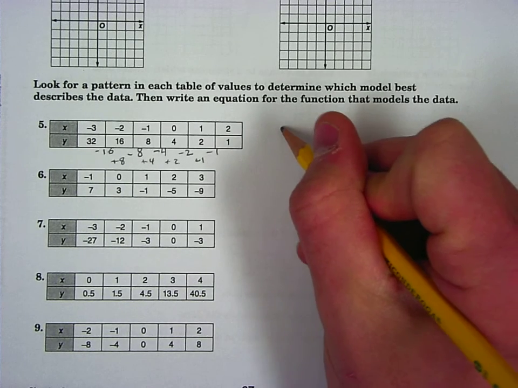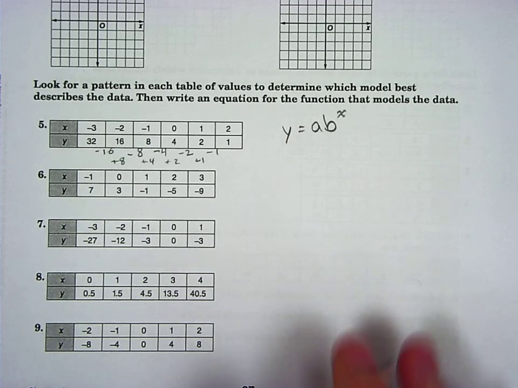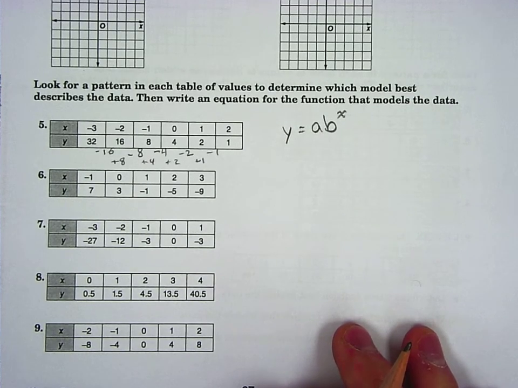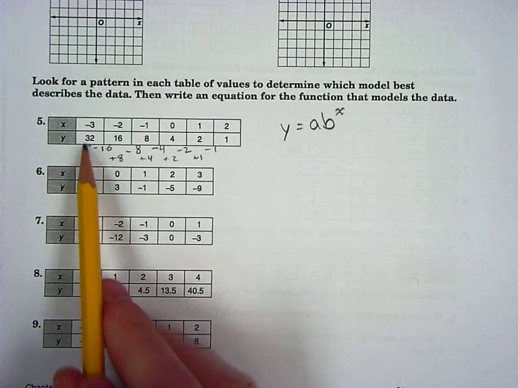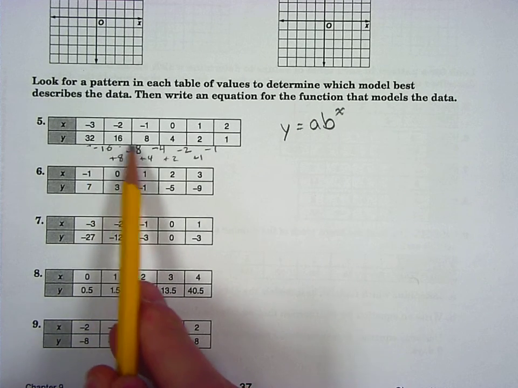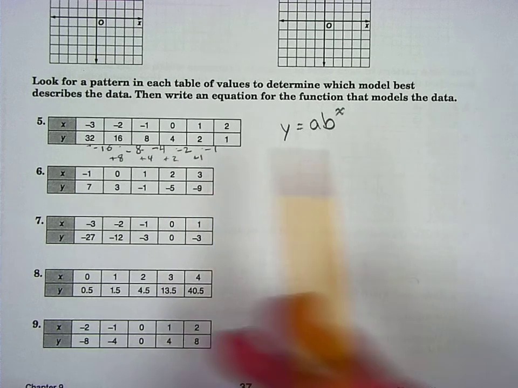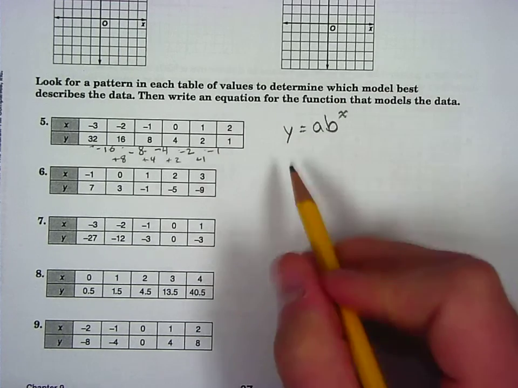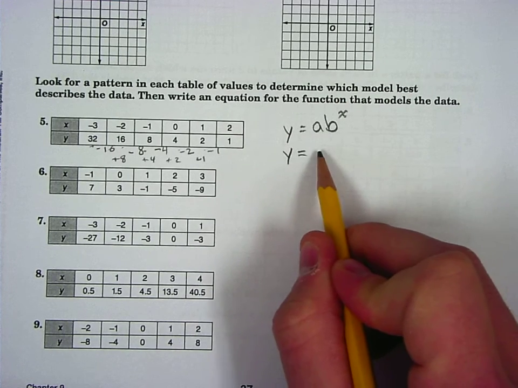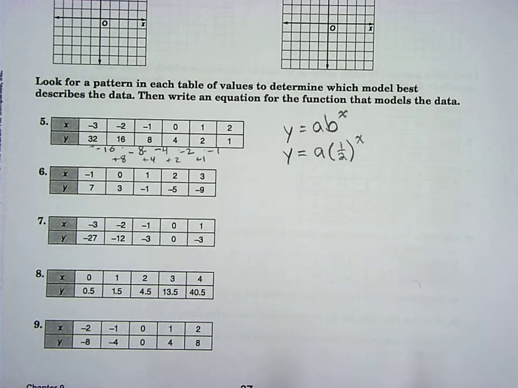So it's going to be written in the form y equals a b raised to the x, where b is going to be the common ratio. And you find the common ratio by looking at the y values. How do you go from 32 to 16, 16 to 8, 8 to 4, 4 to 2, 2 to 1? You're multiplying by 1/2. So my common ratio is going to be 1/2. So I can rewrite this as y equals a times 1/2 raised to the x.